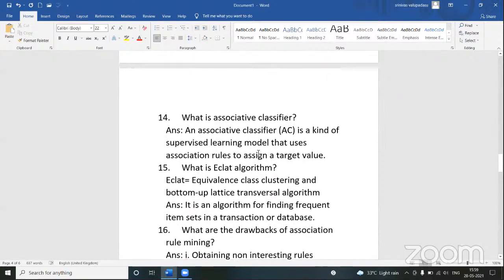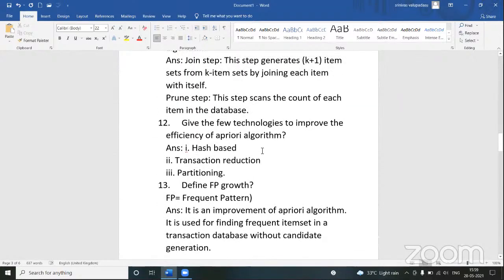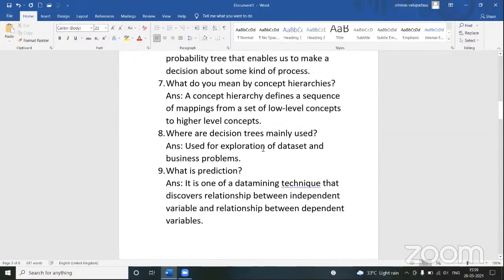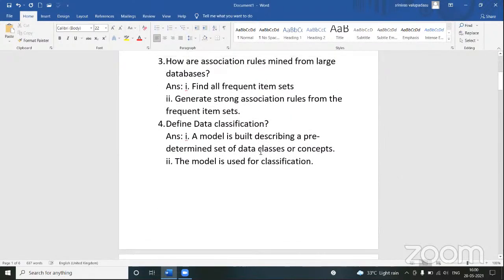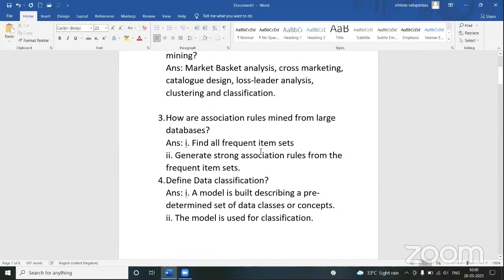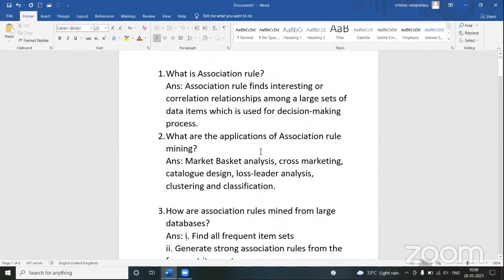So these are the questions I have covered from association rules. Okay, next session we will come with another topic, in which we will discuss some important questions.